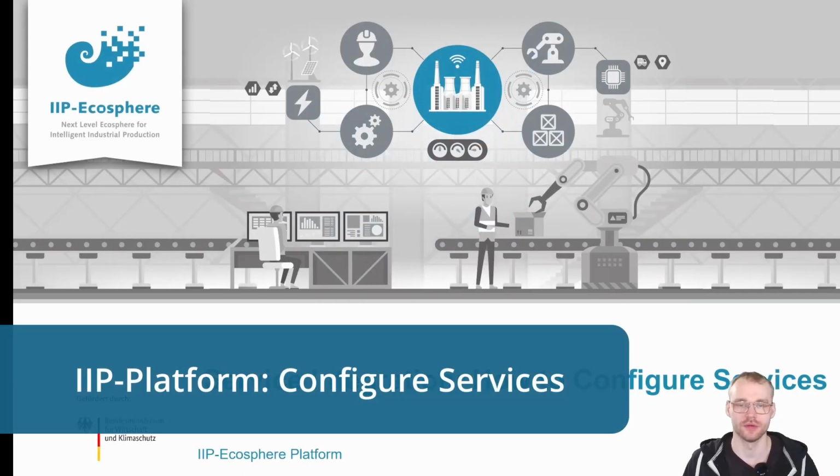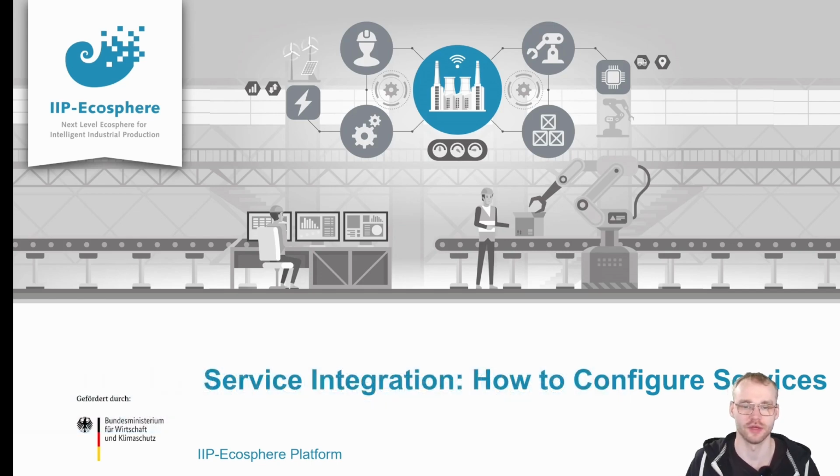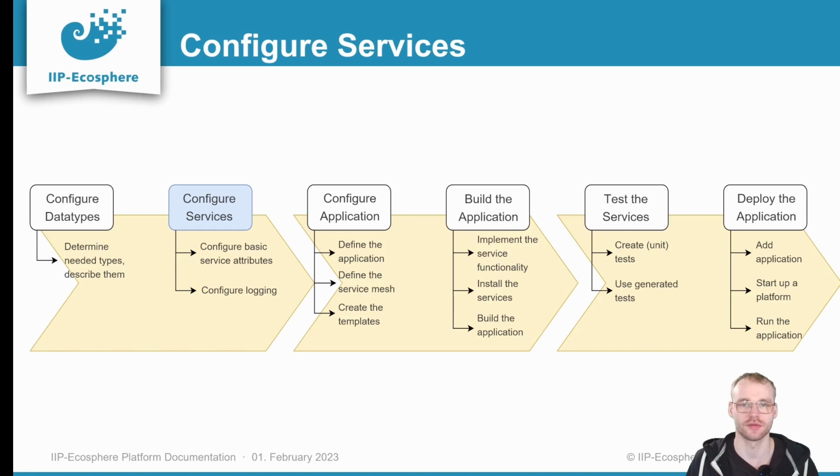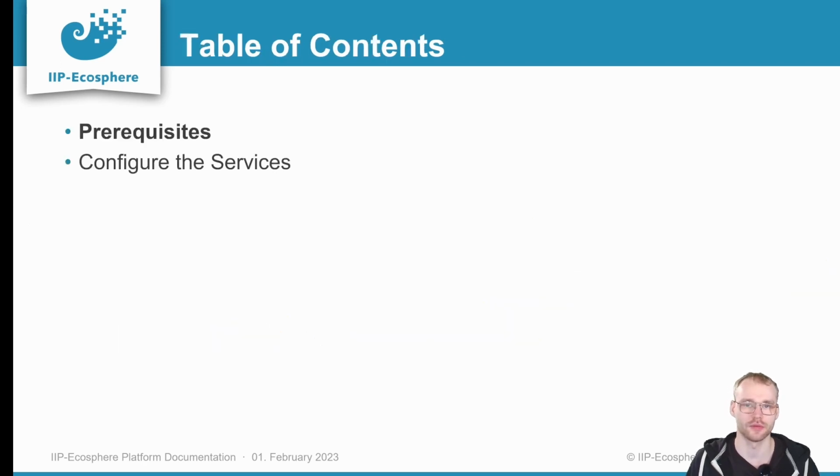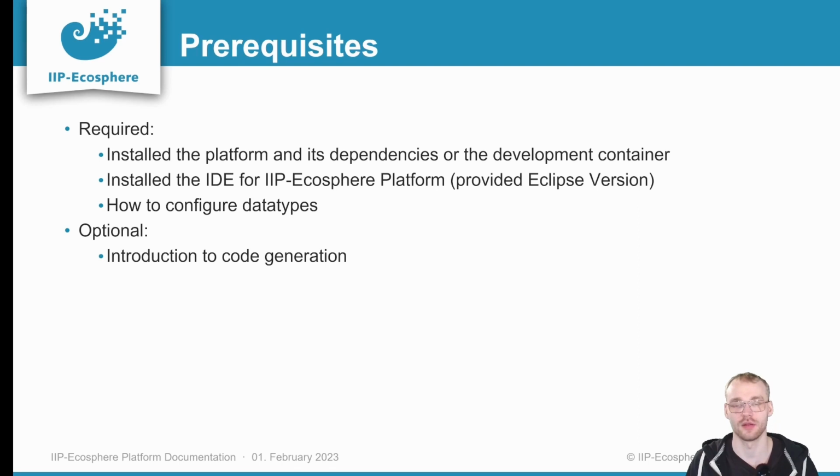Welcome to the second video of our tutorial series for how to build services for the IIP-Ecosphere platform. Here we're talking about how to configure these services. This is, like I said, the second step in the process, and we will configure basic service attributes and the logging.